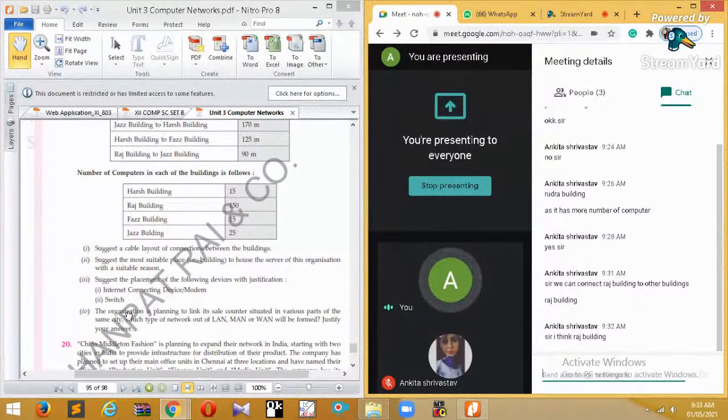Okay, and the switch, where will the switch be placed? If you can answer this whole question, then you can think that yes, this part is ready.